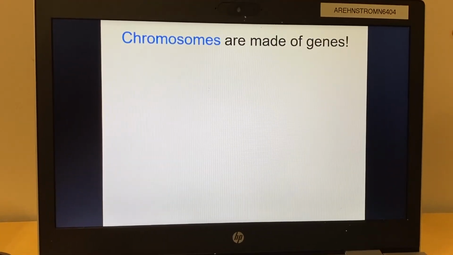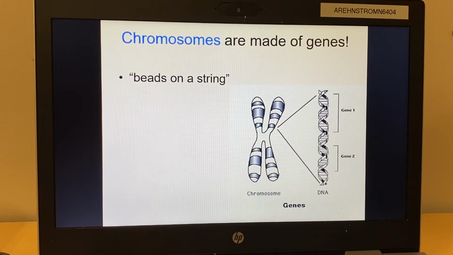Okay, so we had mentioned before about chromosomes, and chromosomes are just compact structures. It's a way to fit all of your DNA inside the nucleus of your cells, just like all of the bacterial DNA inside a tiny little bacteria. But chromosomes are made up of genes, these linear stretches of DNA that actually code for protein. So they kind of have the appearance of a bead on a string.